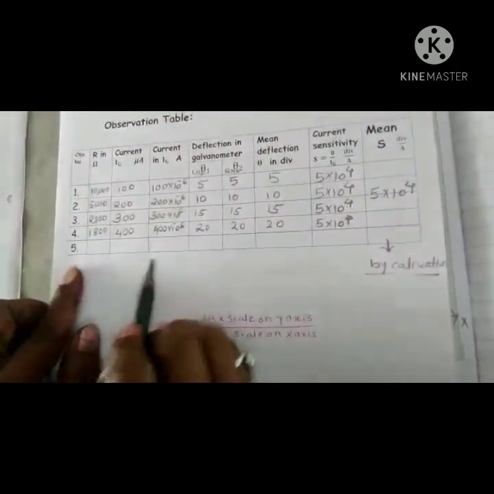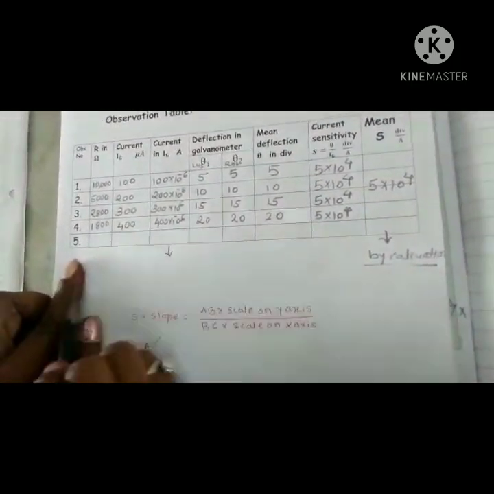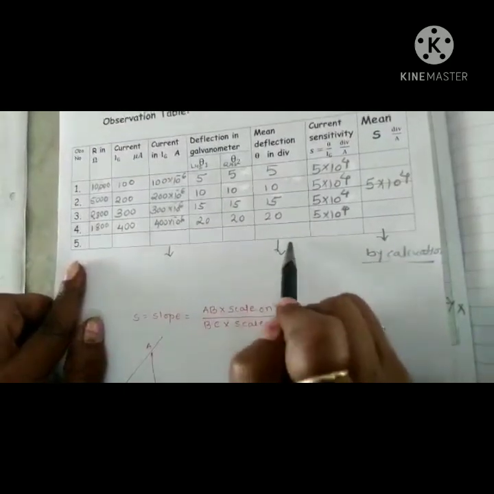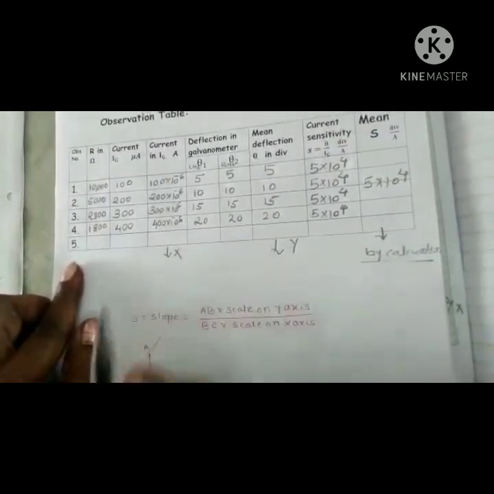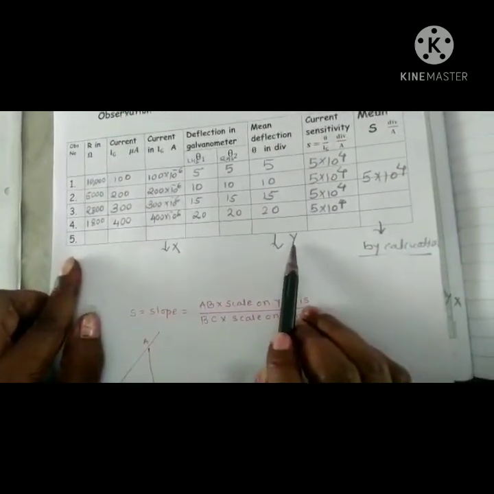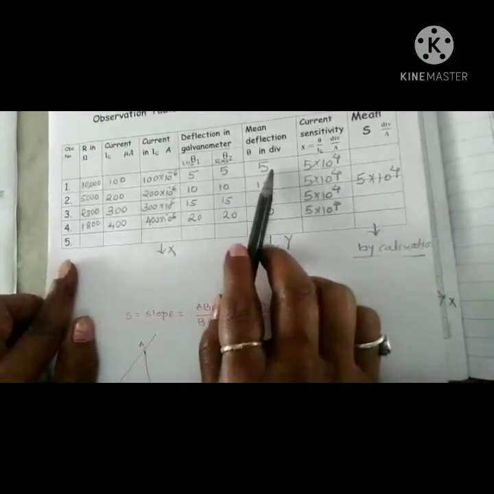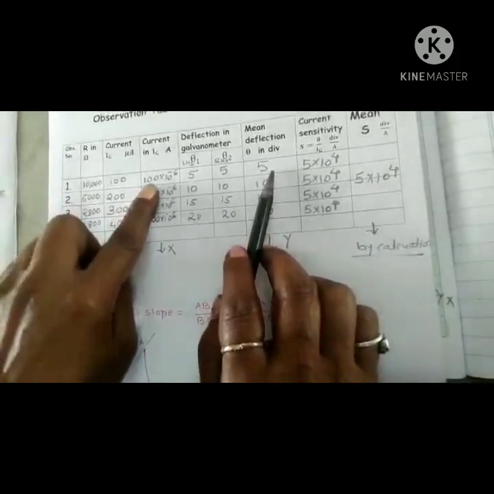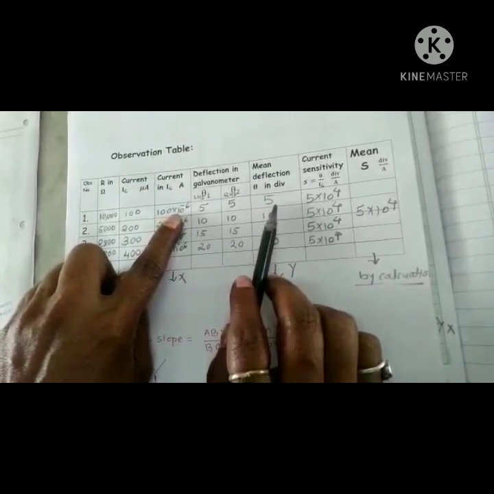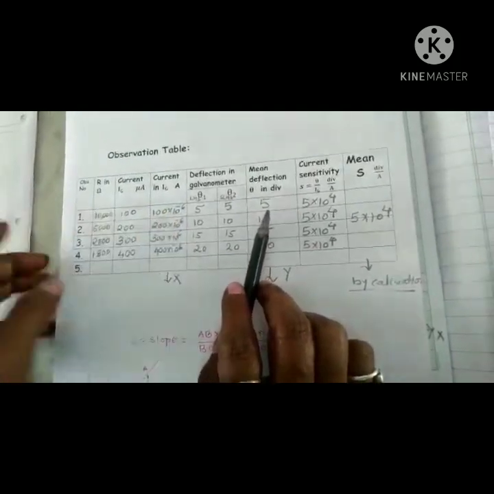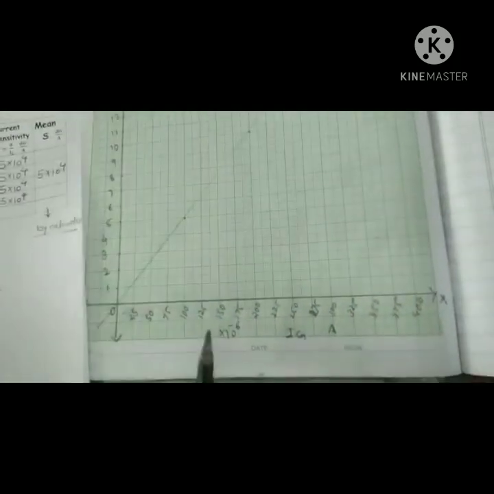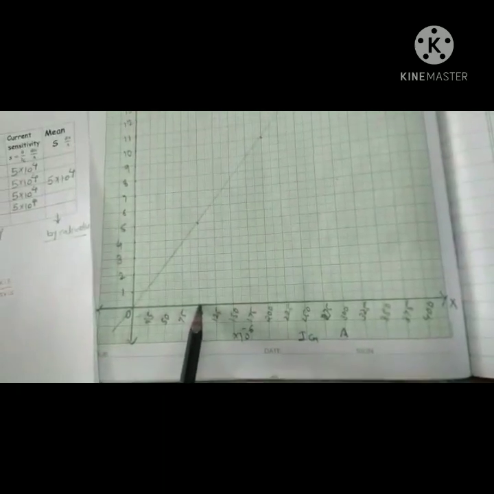Now see, for the graph we want this table and this table. This is on the y-axis and this is on the x-axis. On the y-axis this is 5, and the corresponding reading for the x-axis is 100 into 10 to the power minus 6.